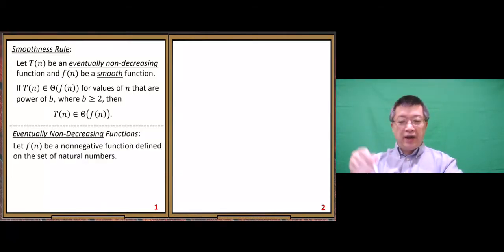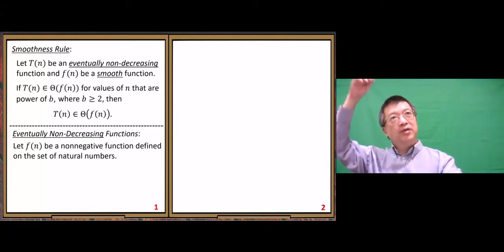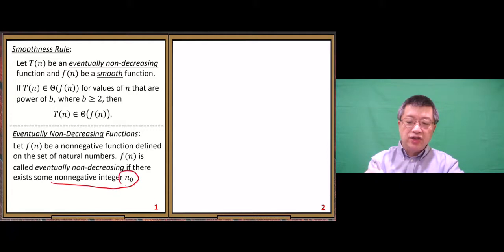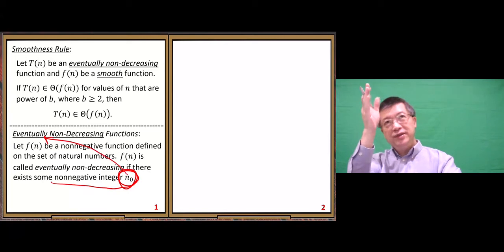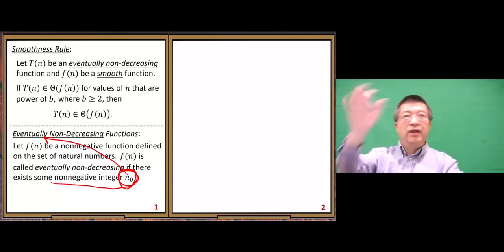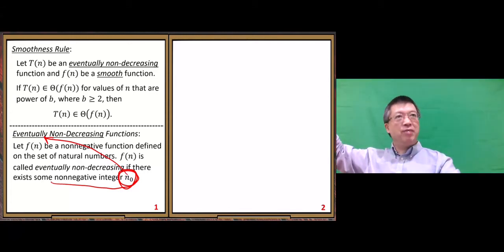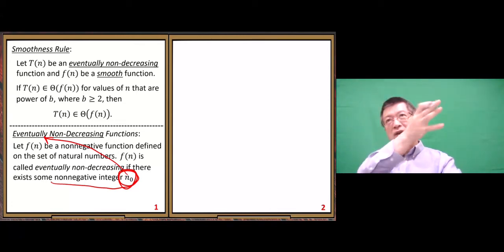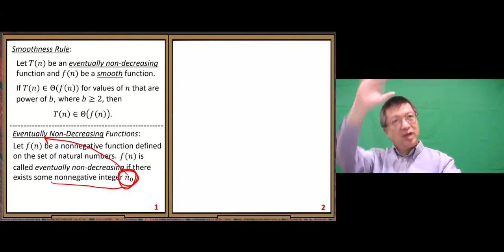F of n, a non-negative function, could be increasing, decreasing, right? It is called eventually non-decreasing if there exists a non-negative integer, this n0. That corresponds to the eventually part. So you need to find that special n0. After you pass that vertical line, then you have the nice property. Before that line, you do not have the good property, but you can skip that part.